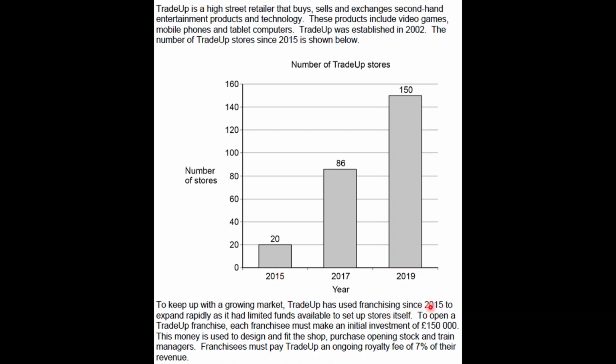They introduced franchising in 2015. And this graph here, you can see that in 2015 they had 20 stores. It only started in 2002, so it took them 13 years to get to 20 stores. Since 2015, when they introduced franchising, they've grown to 150 stores. So there's some evidence there. And then, well, that says here they've expanded rapidly, but they only had limited funds. The franchisees pay £150,000. That money is used to design and fit the shop, and they need to pay an ongoing royalty fee. All right, so there's loads of evidence in there that you can bring.